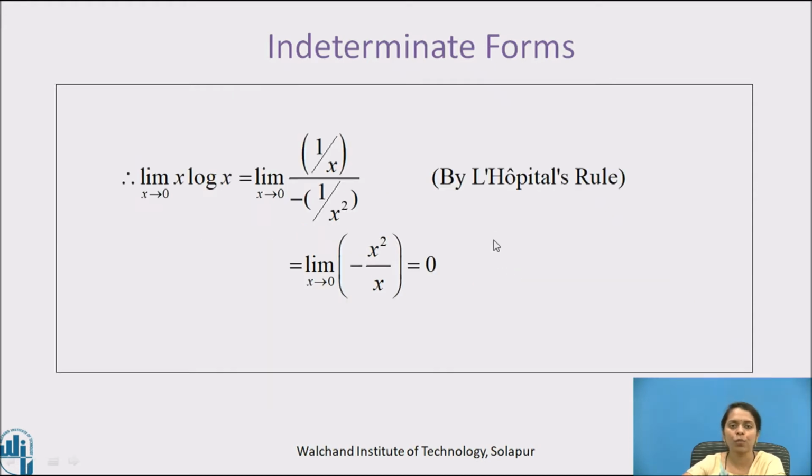So, for this form, we can apply L'Hopital's rule now. The rule says that you can take the derivative of the numerator upon the derivative of the denominator. Derivative of log x is 1 by x. Derivative of 1 by x is minus 1 upon x square. So, rearranging the terms, it takes the form limit x tends to 0 of minus x square upon x. Shifting this x square into the numerator, we have this form. So, x square by x is simply x, and x equal to 0, therefore the answer is 0.